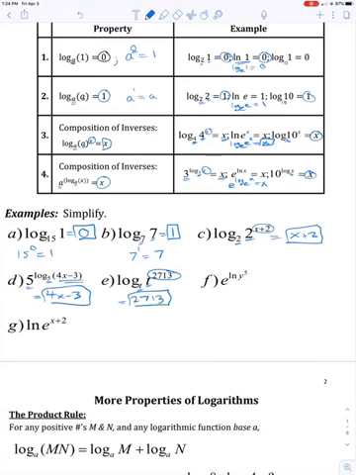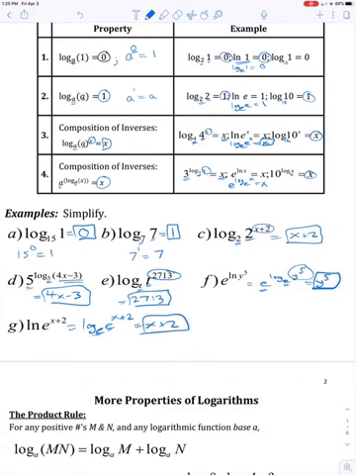e to the ln of y to the 5th power. That's equal to e to the log base e, if you want to rewrite it. Same bases, so it simplifies to whatever we're taking the log of, so it equals y to the 5th power. Natural log of e to the x plus 2 is log base e of e to the x plus 2, so they wash out. These are the same, so it simplifies to whatever's in the exponent, x plus 2.